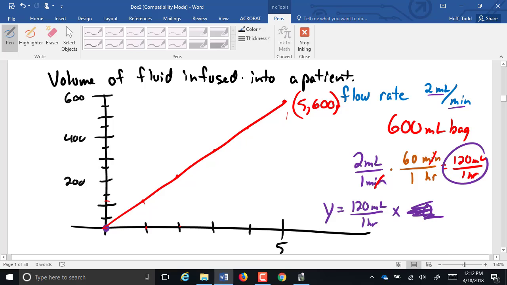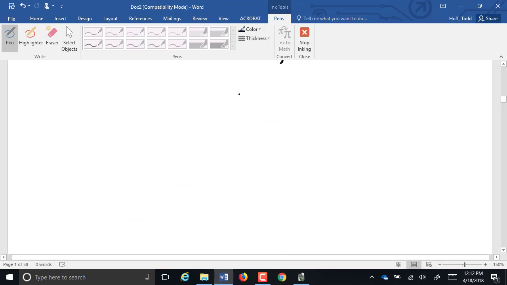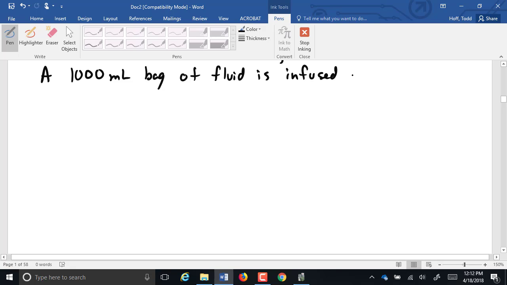Well, let's look at it from the other side. Let's create the graph if a 1,000 milliliter bag of fluid is infused over 4 hours.